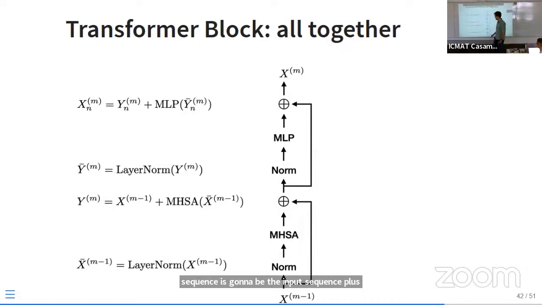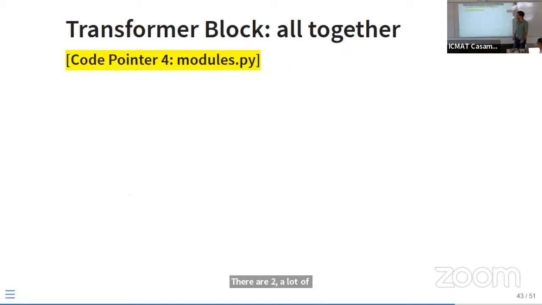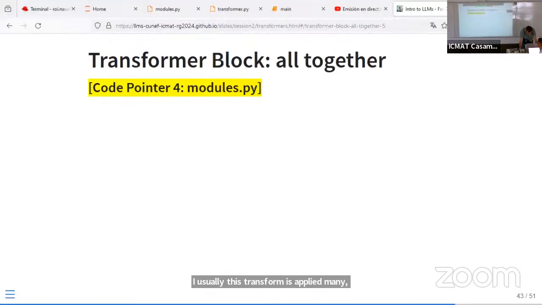this normalized sequence. Once again, we normalize the output of this, we apply the multi-layer perceptron and add a residual connection. And this is one transformer block. There are a lot of parameters here that have to be learned. And usually this transformer block is applied many, many times. Okay, so let's go to where the transformer architecture is defined in the code.